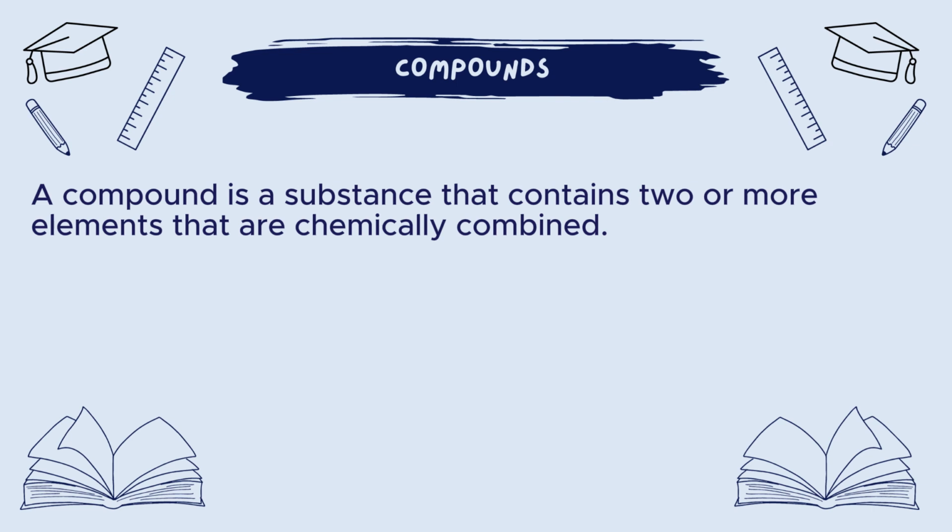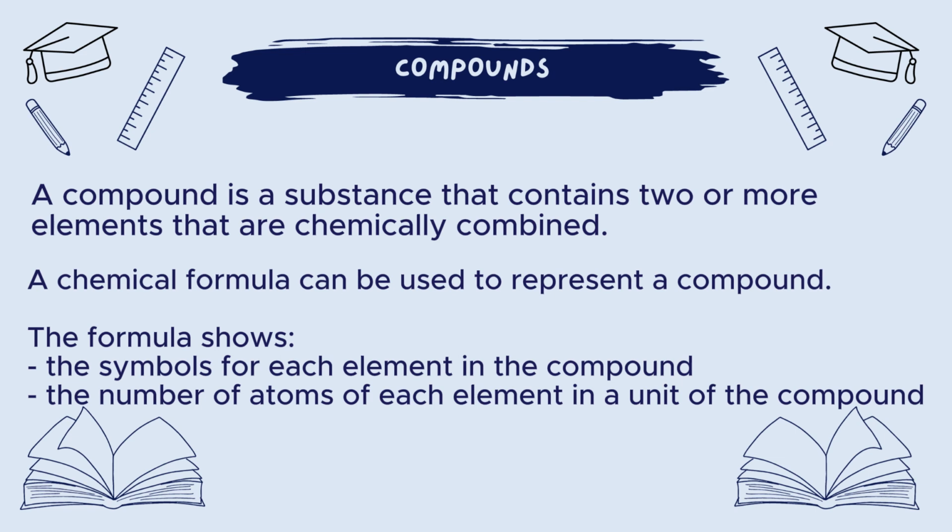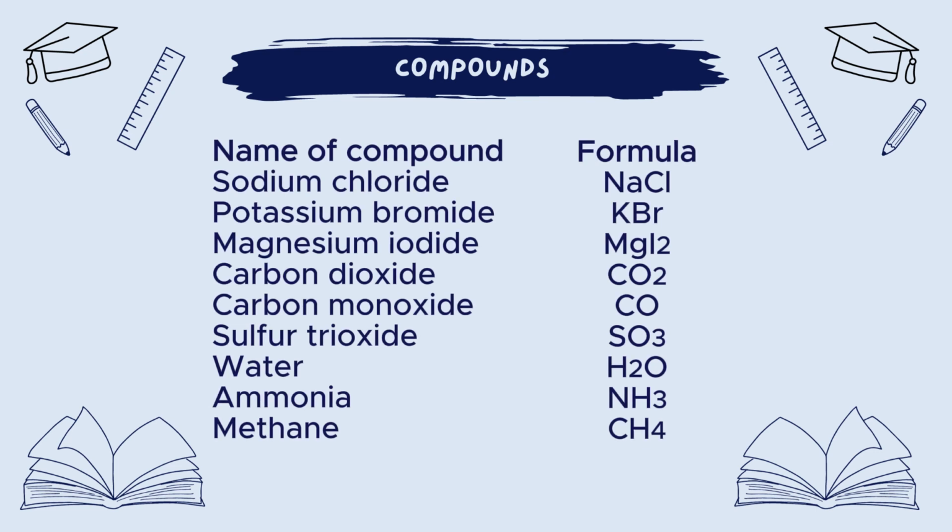Now, compounds. A compound is a substance that contains two or more elements that are chemically combined. A chemical formula can be used to represent a compound. The formula shows the symbols for each element in the compound and the number of atoms of each element. There are some examples on the screen now. Sodium chloride is NaCl, carbon monoxide is CO, and ammonia is NH3.